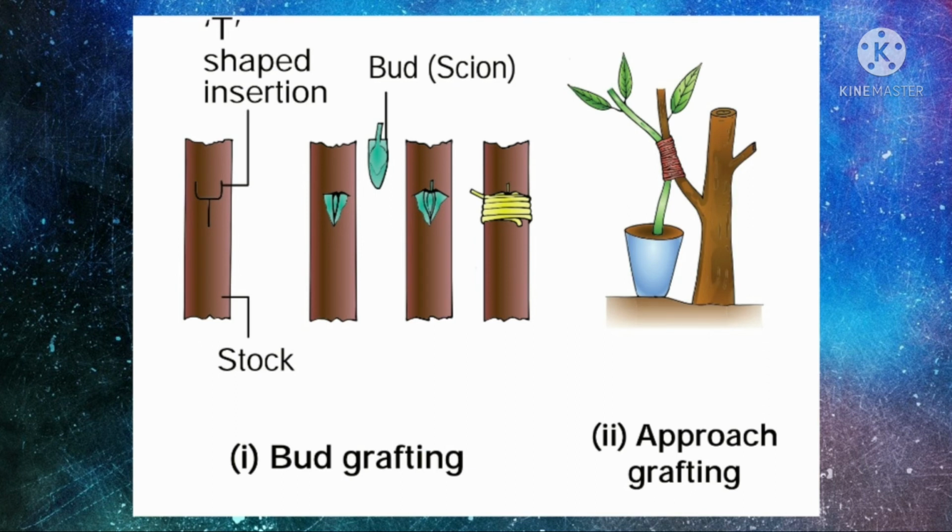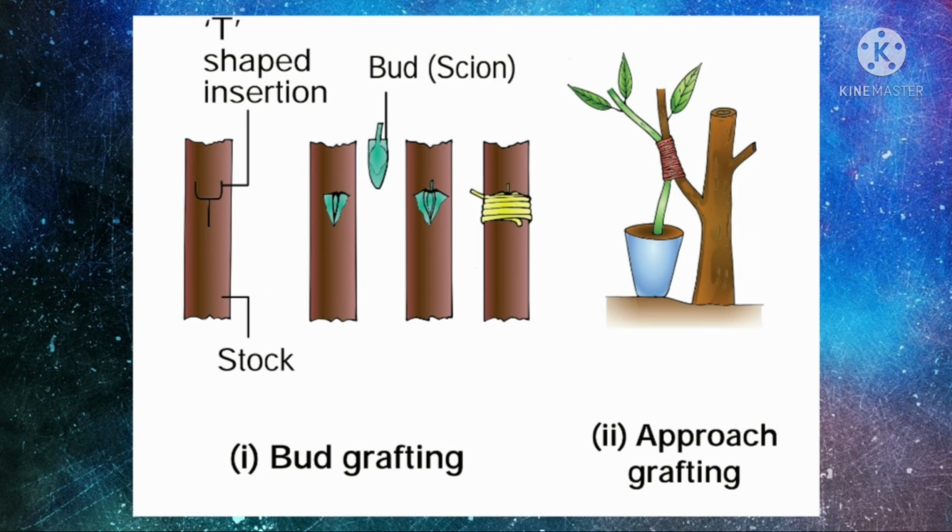So this diagram shows the grafting. The first one is bud grafting. Here, in the stock plant branch, a T-shaped incision is made with a knife, and then the bark is lifted. In this gap, a little wood taken from the scion plant is placed into the gap and tightly bandaged with tape.